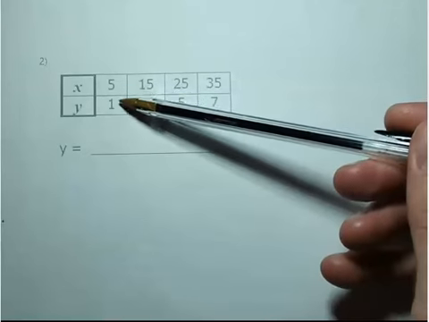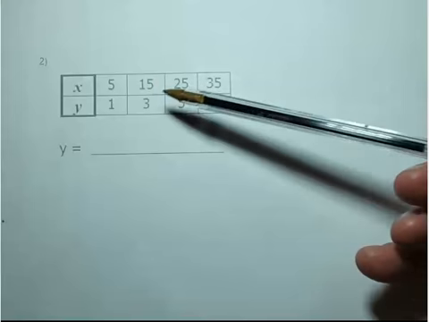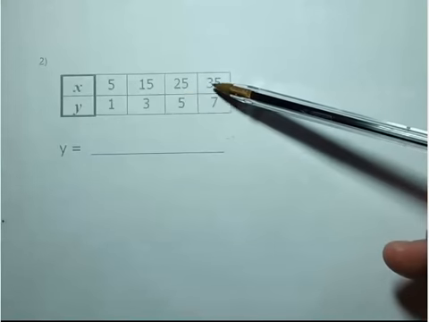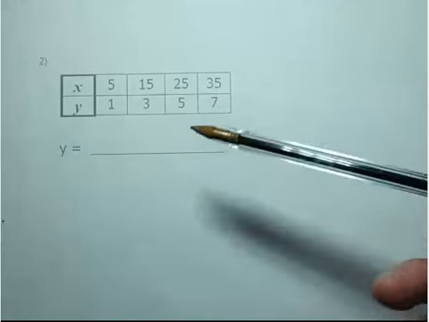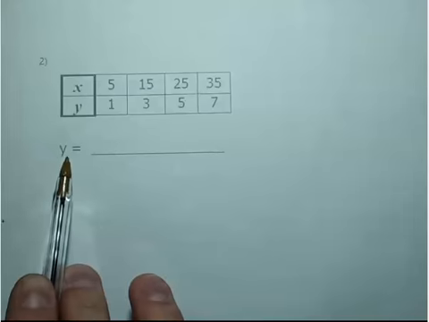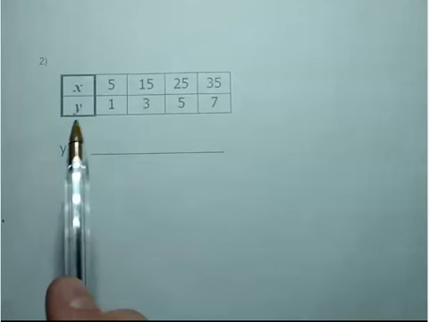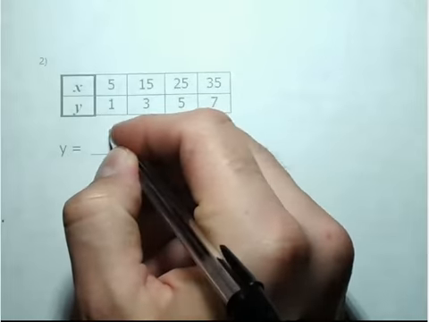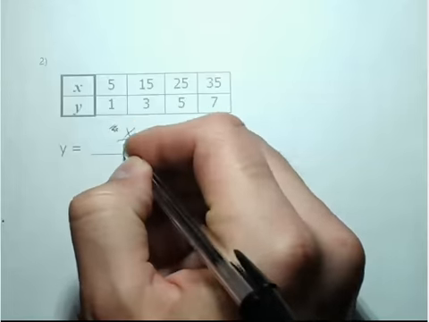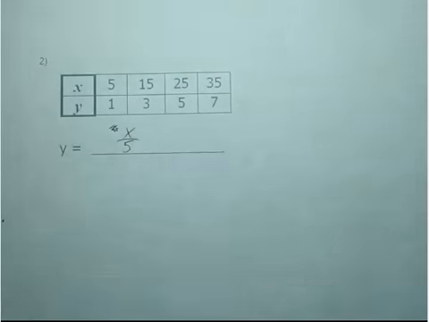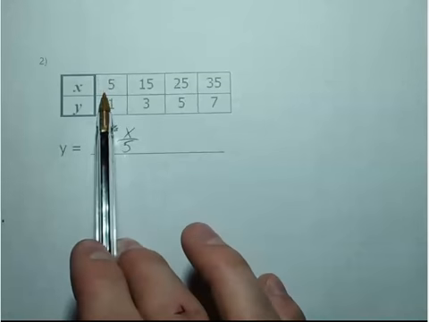So the other thing we said was dividing by 5. 5 divided by 5 is 1. 15 divided by 5 is 3. 25 divided by 5 is 5. And 35 divided by 5 is 7. So it looks like to get our output, or our y value, we take our input and divide it by 5. So our equation for that would be y equals x, our input, divided by 5.